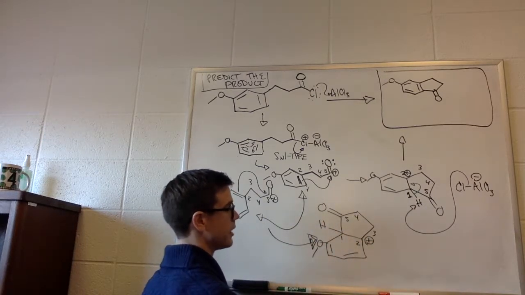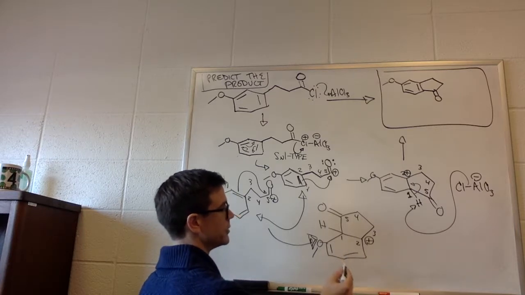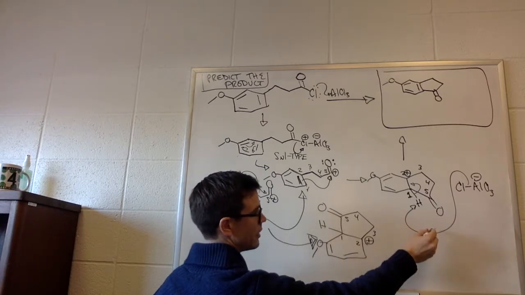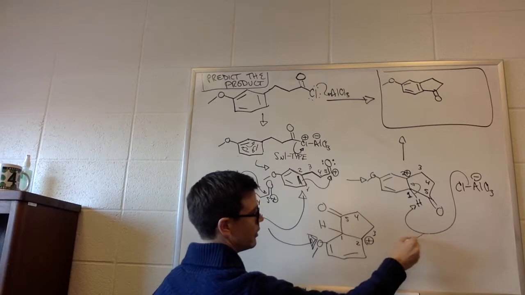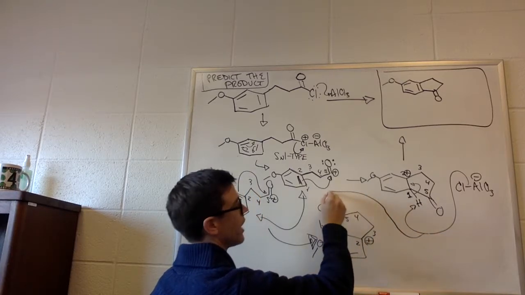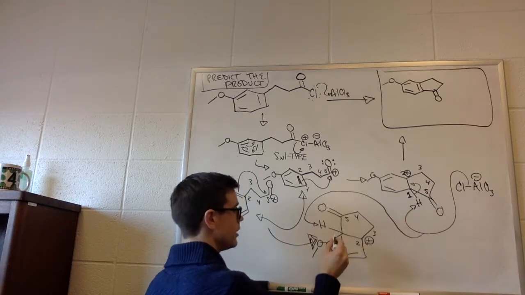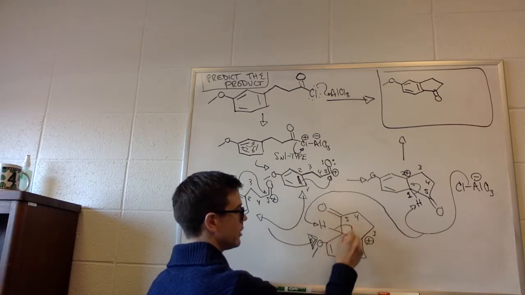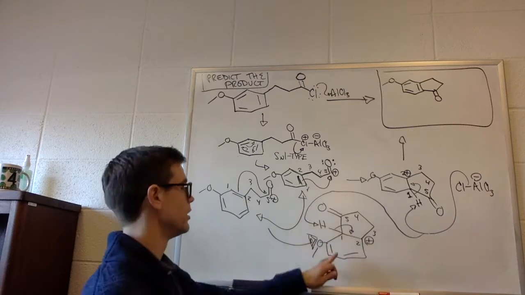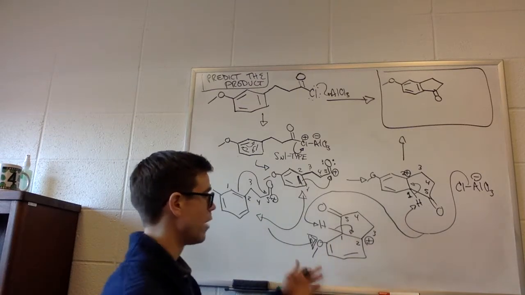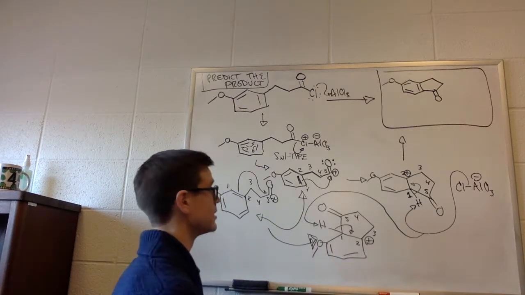There's that hydrogen there. So what needs to happen to reform our aromaticity? As well as what happened here, this AlCl4 can deprotonate there and make the new bond there. So that would be the other constitutional isomer product.